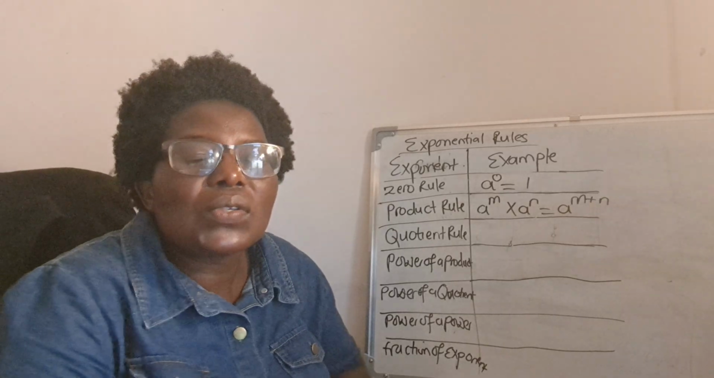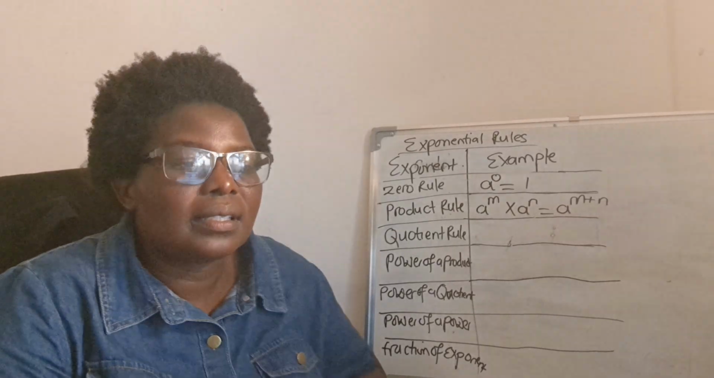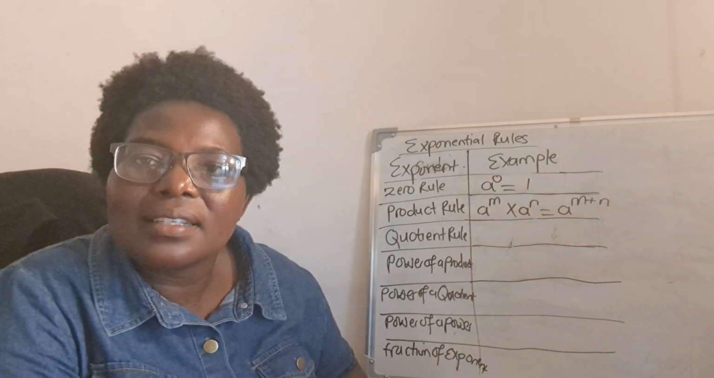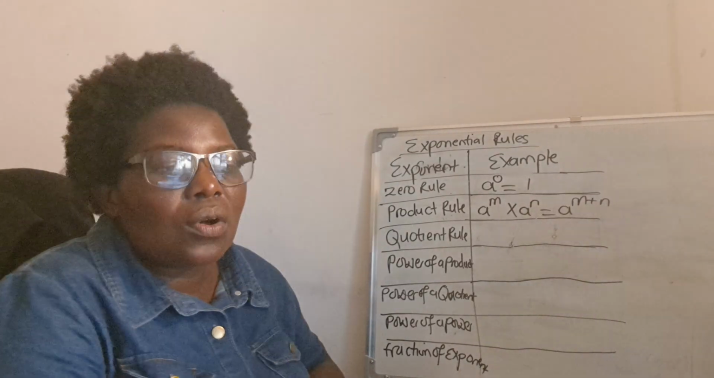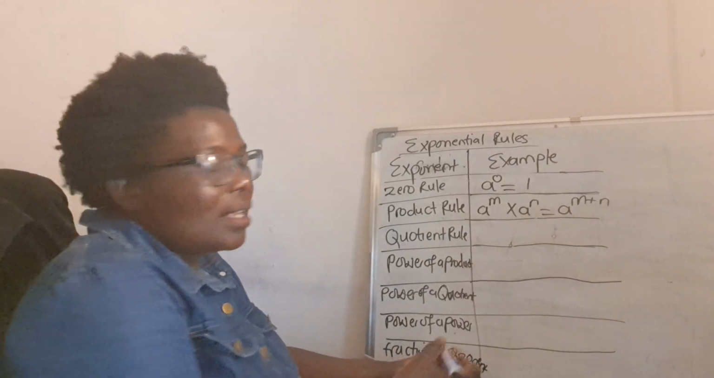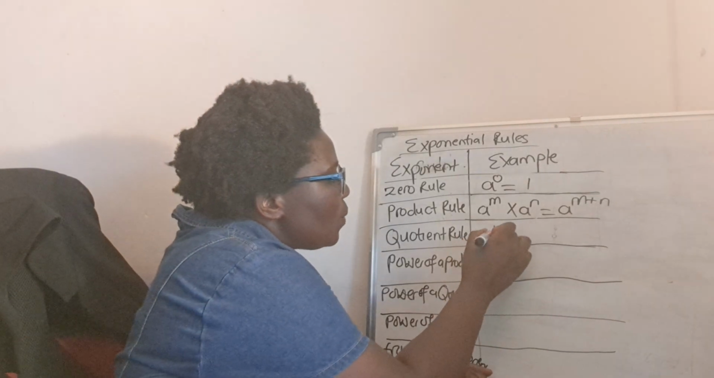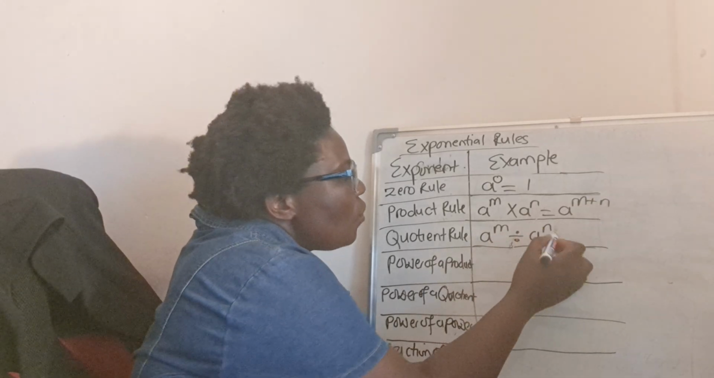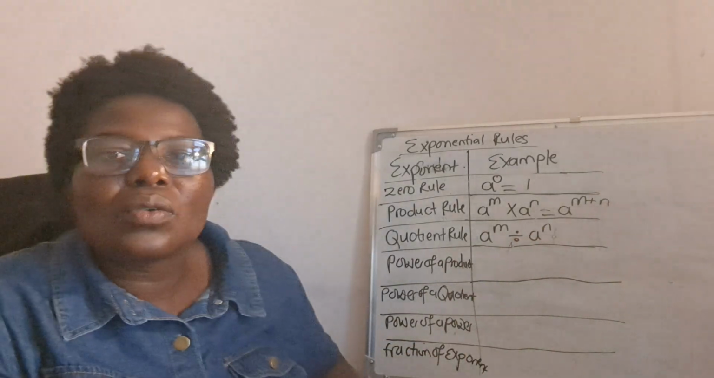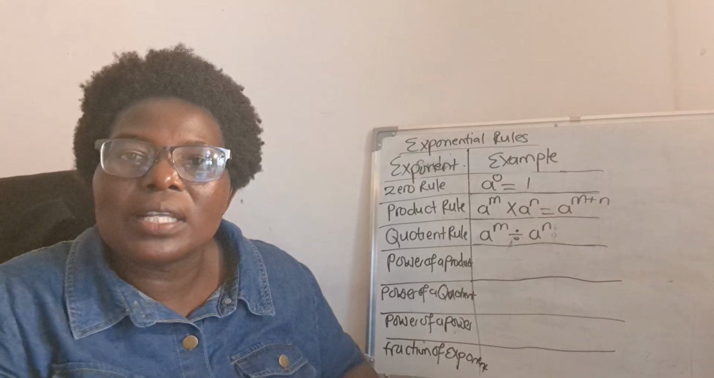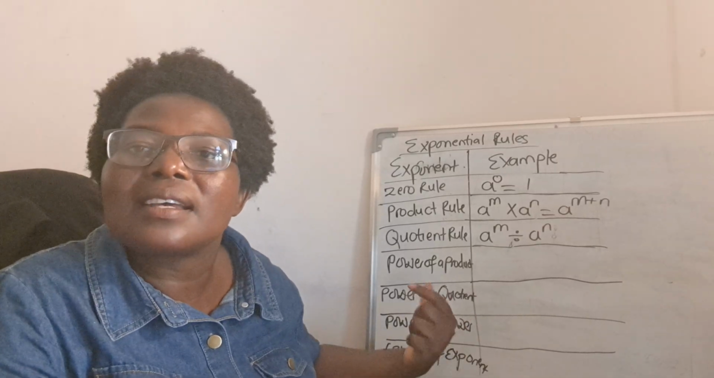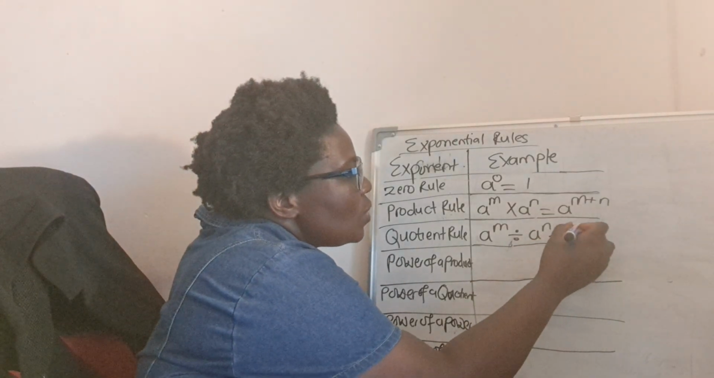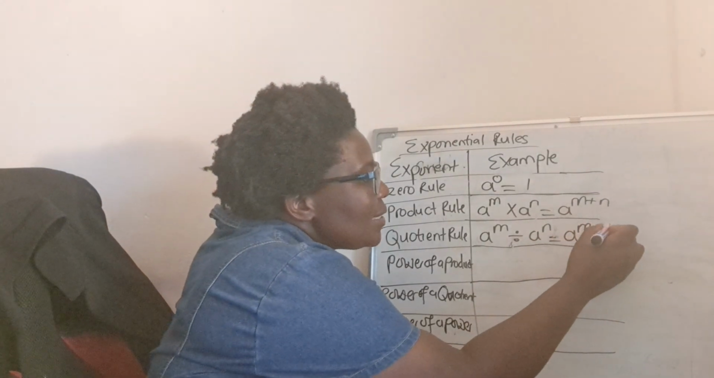And then we also have what we call a quotient rule. With the quotient rule, we are looking at dividing the exponential. Let's use exactly the same example: a to the power of m divided by a to the power of n. In this scenario, when you are dividing the exponents, you must minus the powers. So it's going to be a to the power of m minus n.